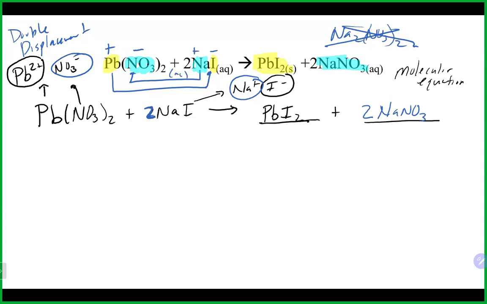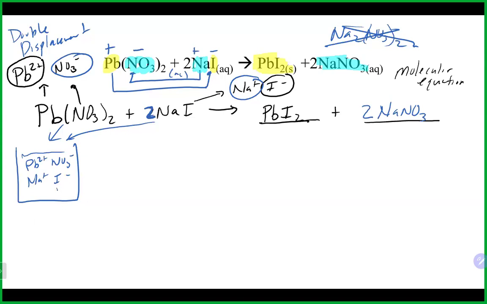And really, in a solution, if you dump both of these guys into a beaker, it is basically going to break apart into ions. So we're going to get some lead ions, some nitrate ions, some sodium ions, and some iodide ions coming around along the way.